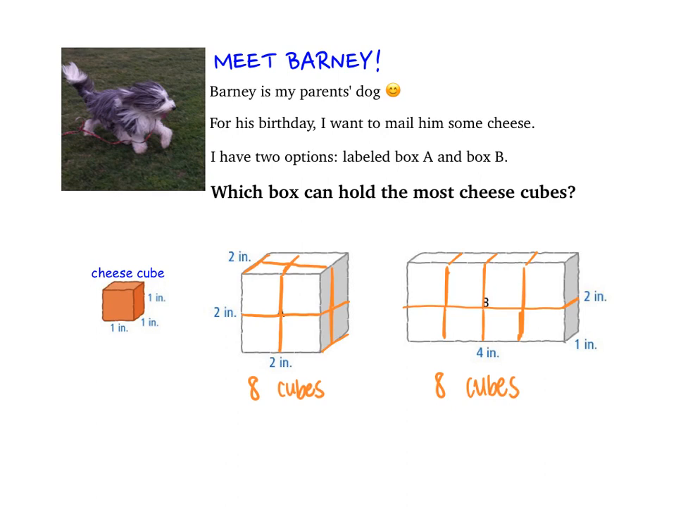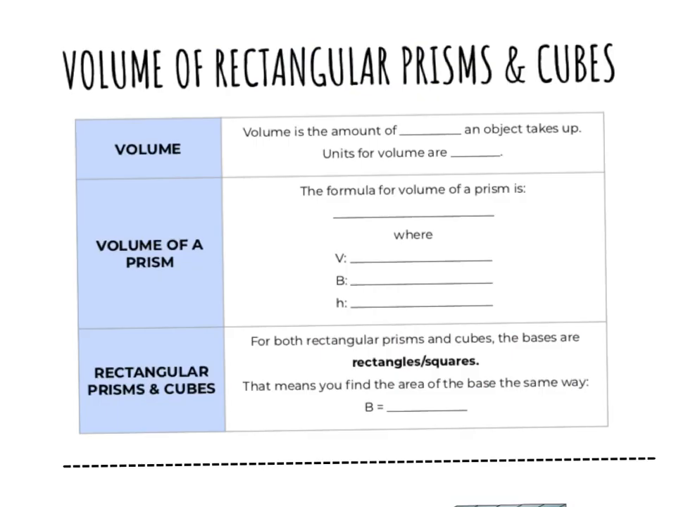So this is how you normally are introduced to volume. Maybe not necessarily with cheese cubes, but with unit cubes like this. And volume is how many that could hold. Let's learn more. Volume is the amount of space an object takes up. Units for volume are cubed.